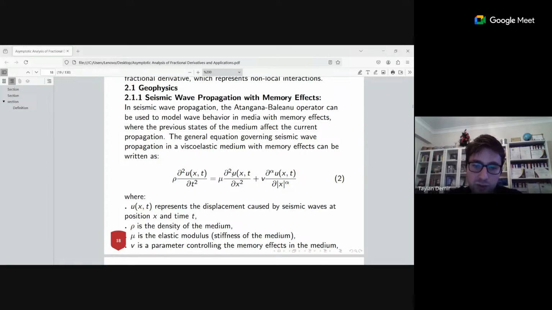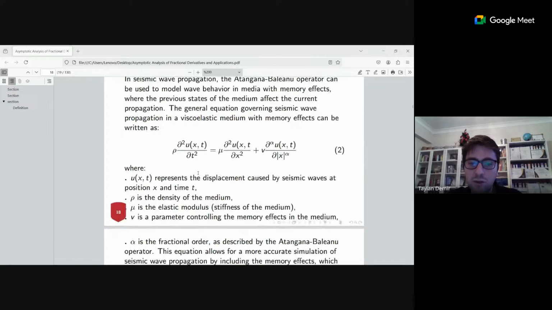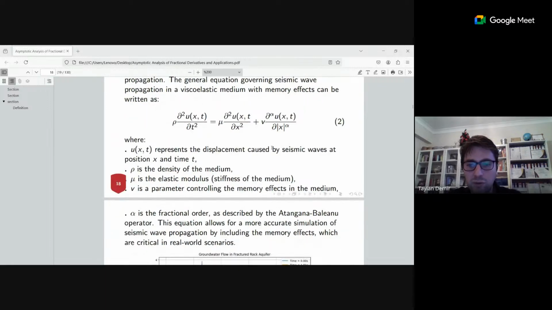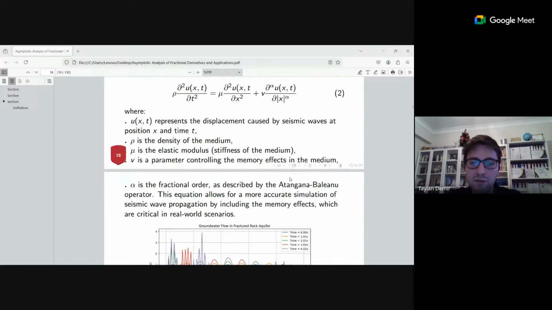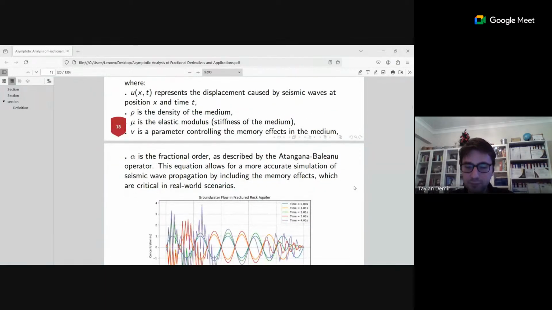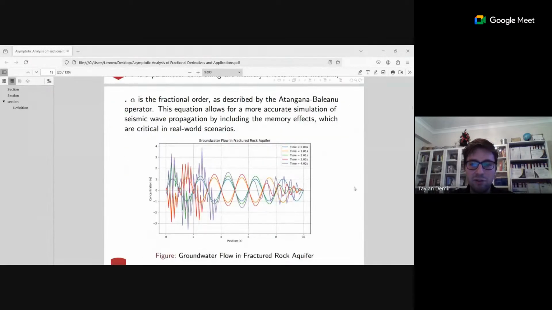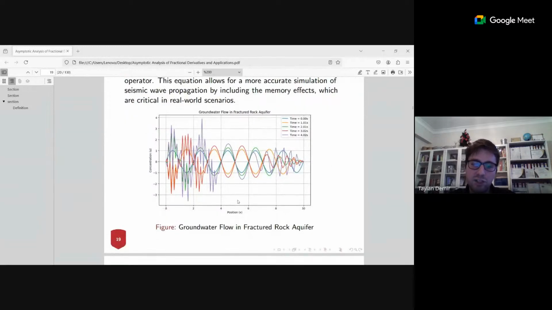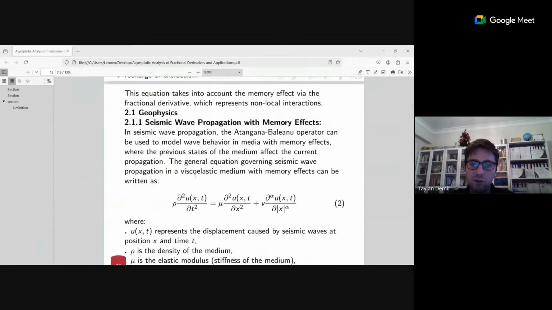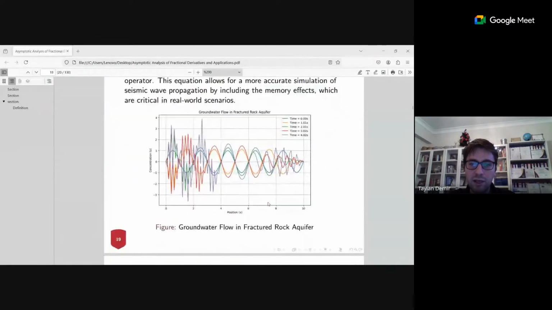And we know that U is a continuous function. Rho is the density of the medium. Mu is the elastic modulus. And V is a parameter controlling the memory effects in the medium. Alpha is the fractional order as described by the Atangana operator. This equation allows for a more accurate simulation of seismic wave propagation by including the memory effects, which are critical in real-world scenarios. And this is the simulation of the above equation, seismic wave propagation.